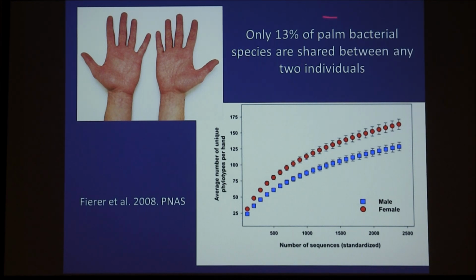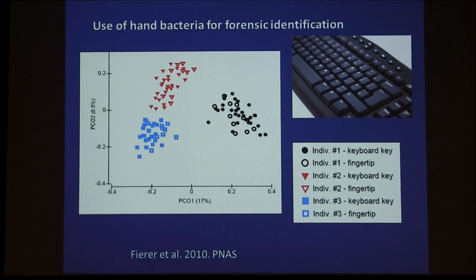But perhaps more surprising than that, we found that only about 13% of the bacterial species found on your palm are shared between any two individuals. So the bacterial communities you have on your skin surface are very unique to you. Okay, so this started shaking out. We're like, all right, so what's the next question? Can we use the bacterial species you find on your skin as a means of forensic identification?